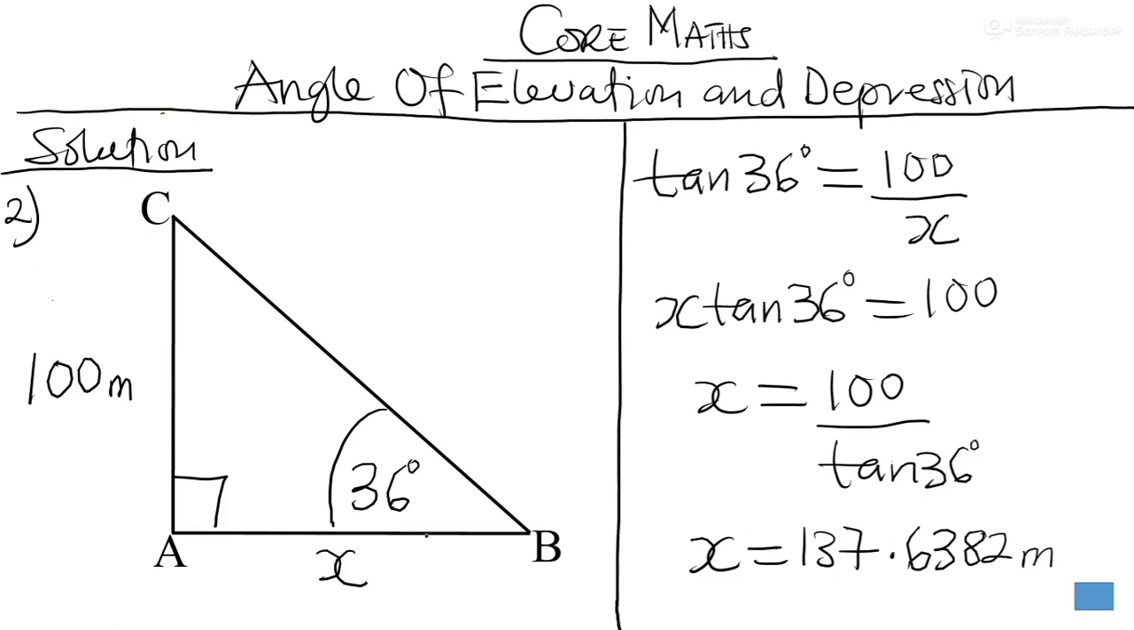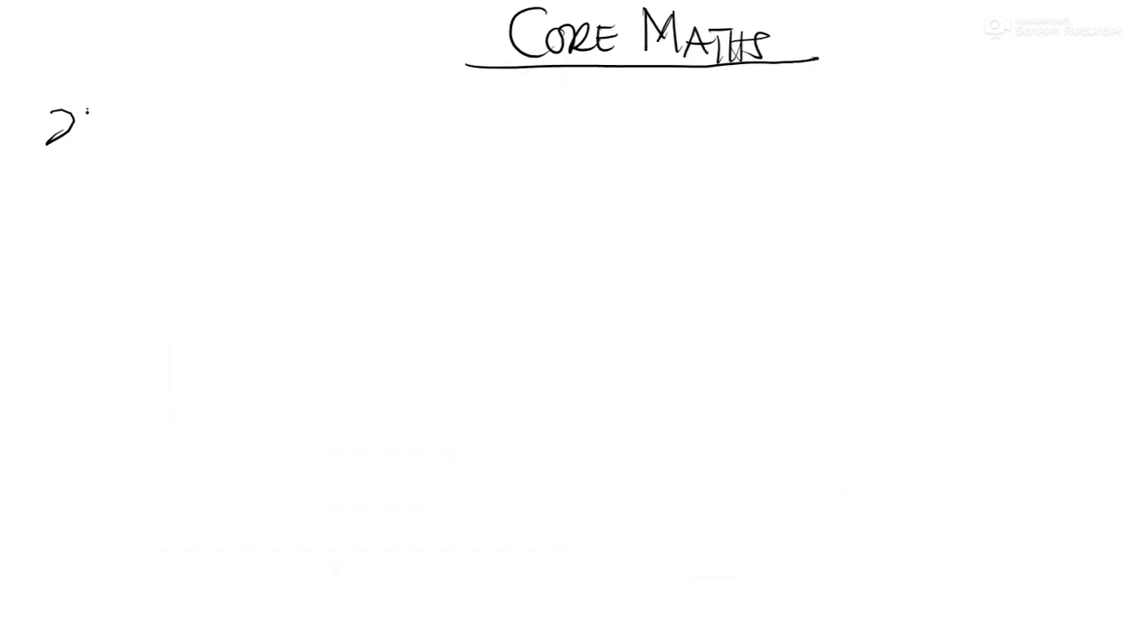Now here also the question says we should find the distance to the nearest meter. So to the nearest meter we are going to have 138, because after the decimal point the number here is more than 5. So our x is going to be 138 meters. So x is equal to 138 meters.